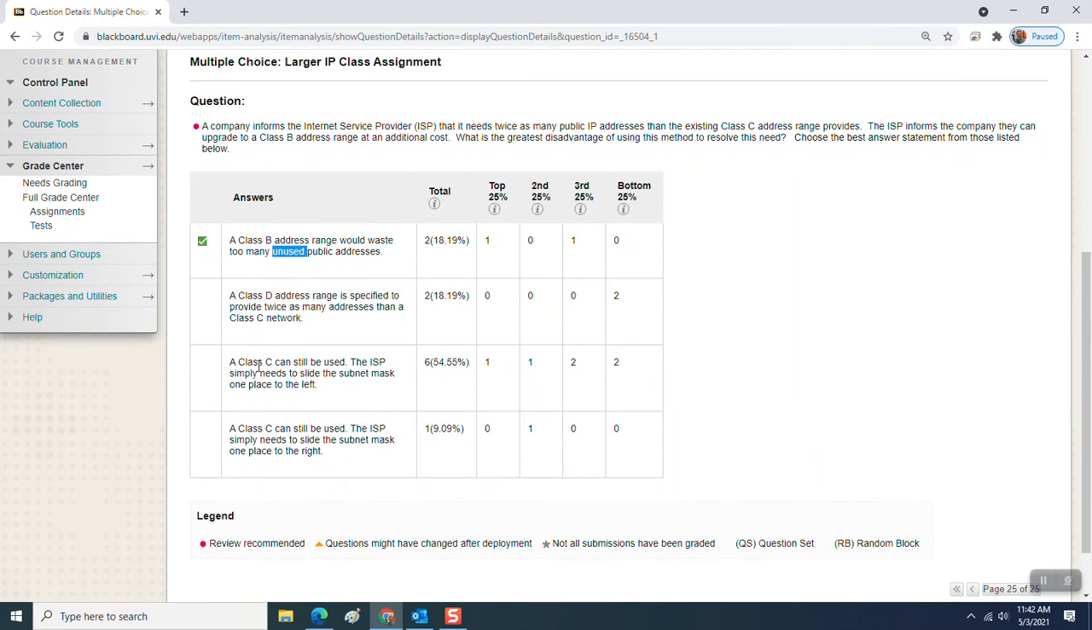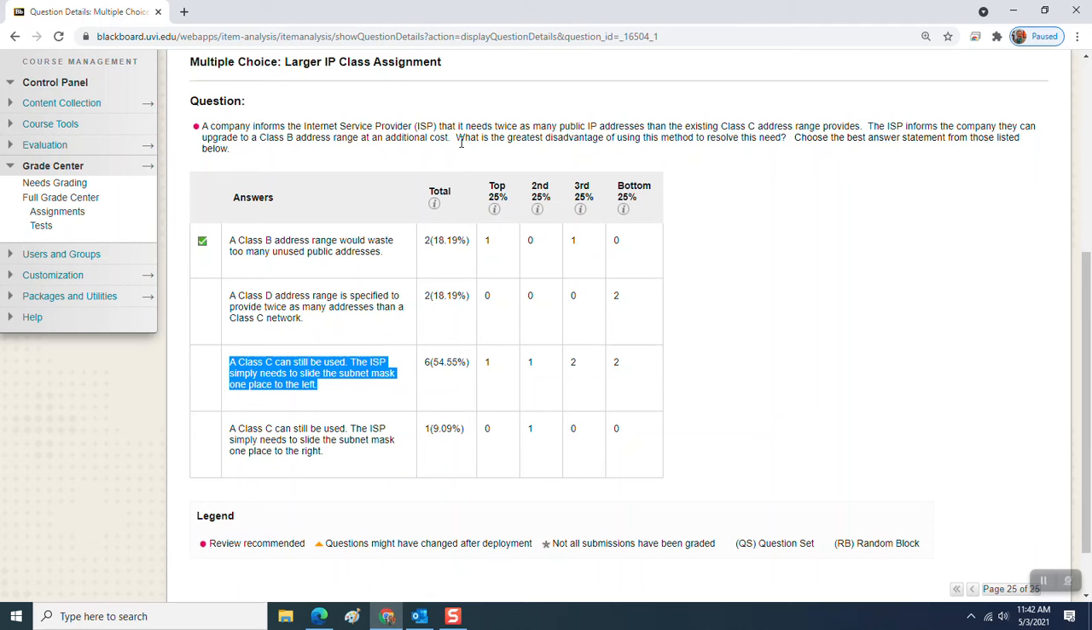A number of students answered the next 2 items. A Class D address range is specified to provide twice as many. Class D is actually smaller and it's experimental. It's not really used. That's not a good answer choice. A Class C can still be used. The ISP simply needs to slide the subnet mask 1 place to the left. That would be the ideal thing for the internet service provider to do.